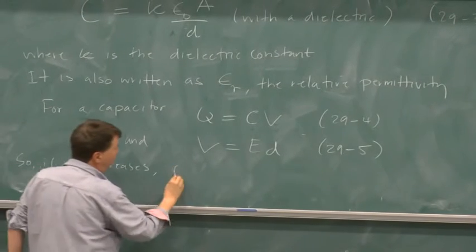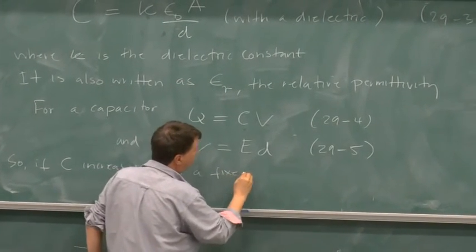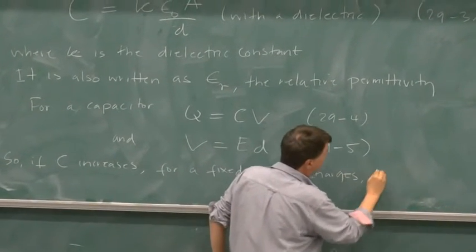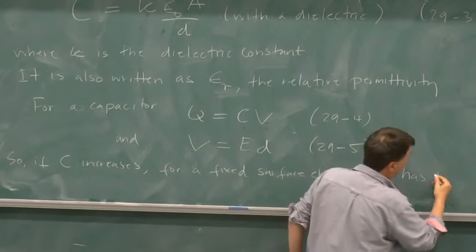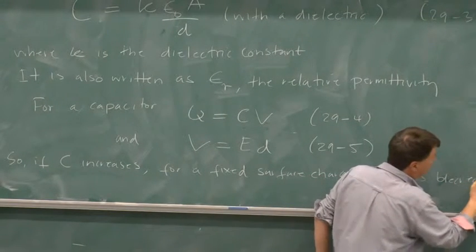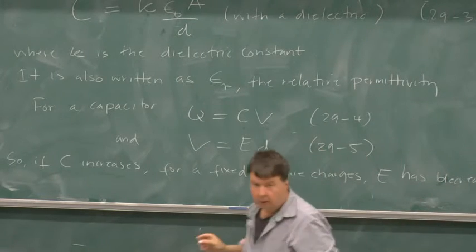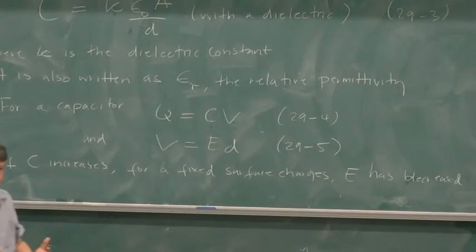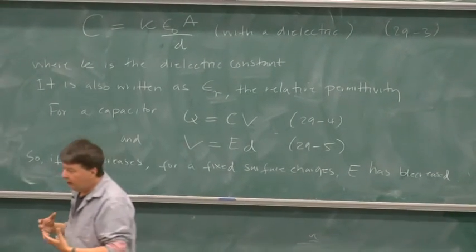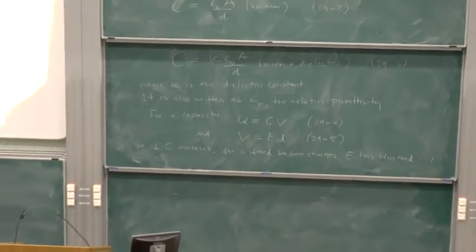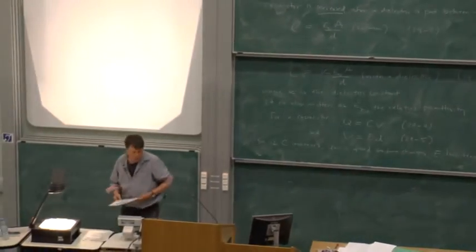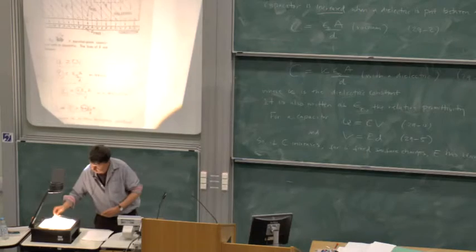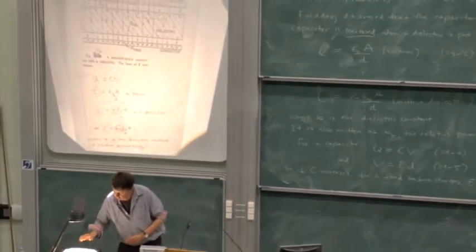So if C increases for a fixed surface charge, E has decreased. So the dielectric behaves so as to reduce the electric field inside the capacitor. And why it does this, we'll come more to next time, but we'll do more of the straight mathematical consequences by looking at figure 116.